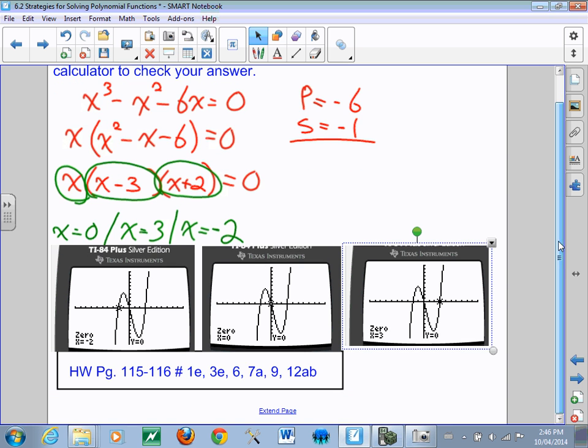All right. So here's our homework today, folks. It is page 115 and 116, numbers 1E, 3E, 6, 7A, 9, 10, or sorry, 12A and B.